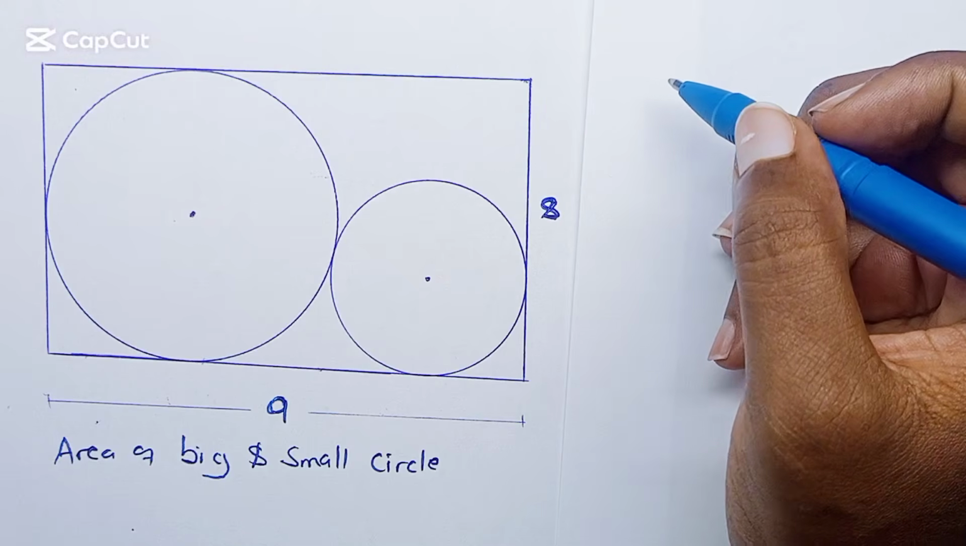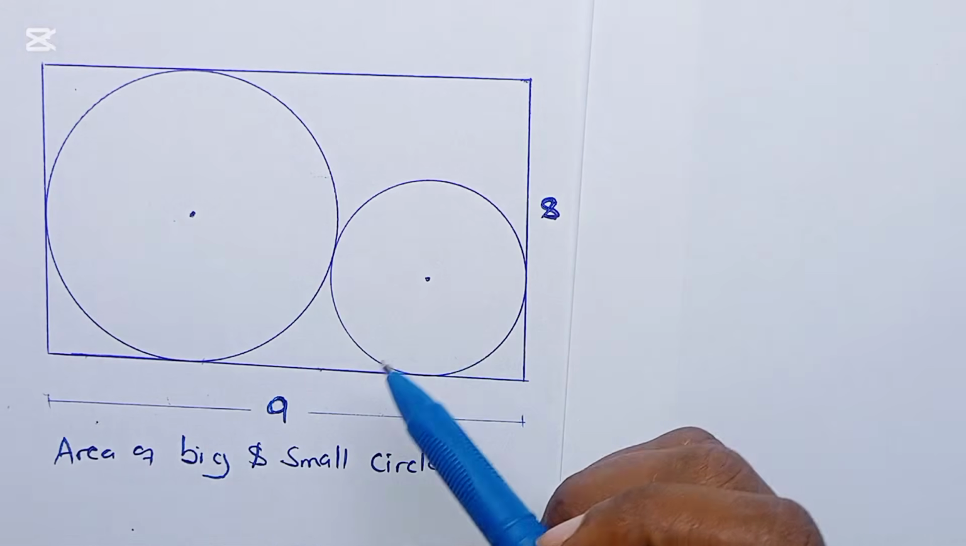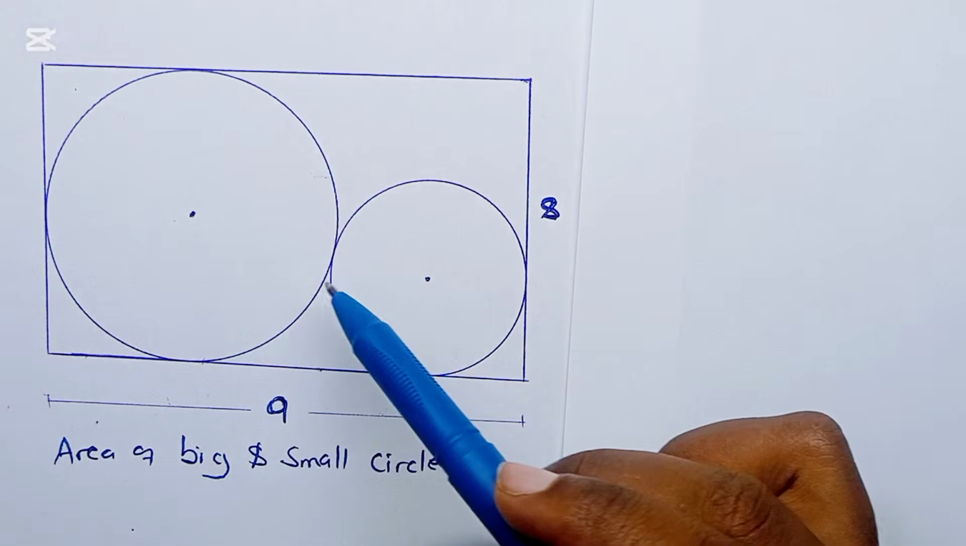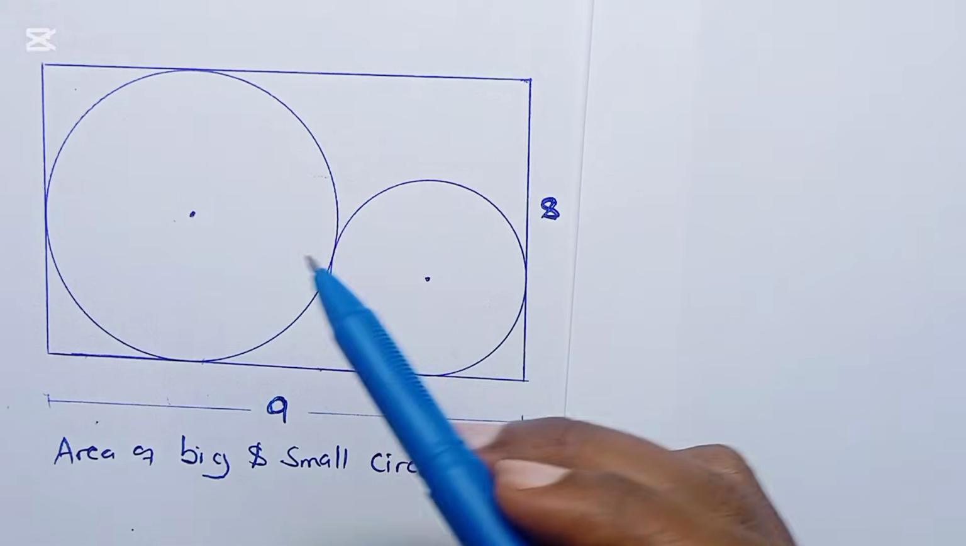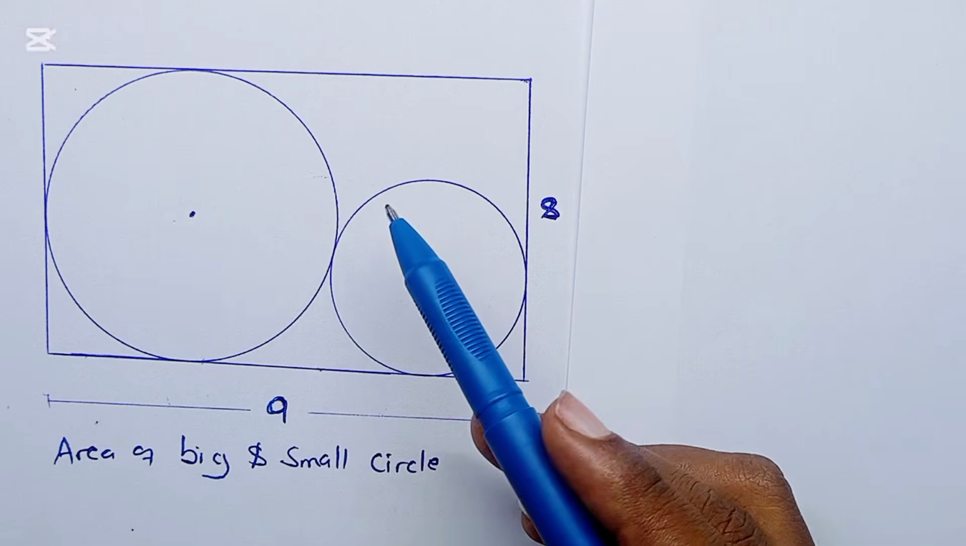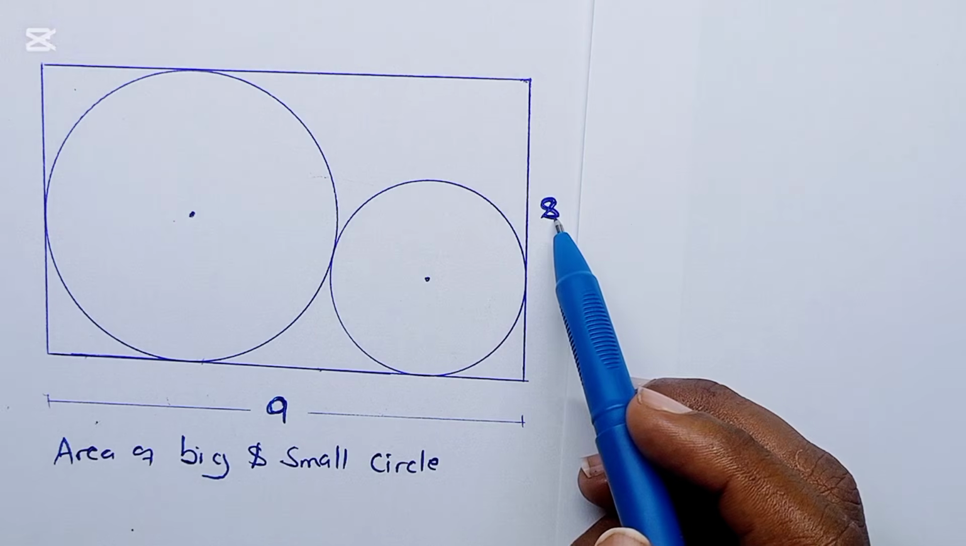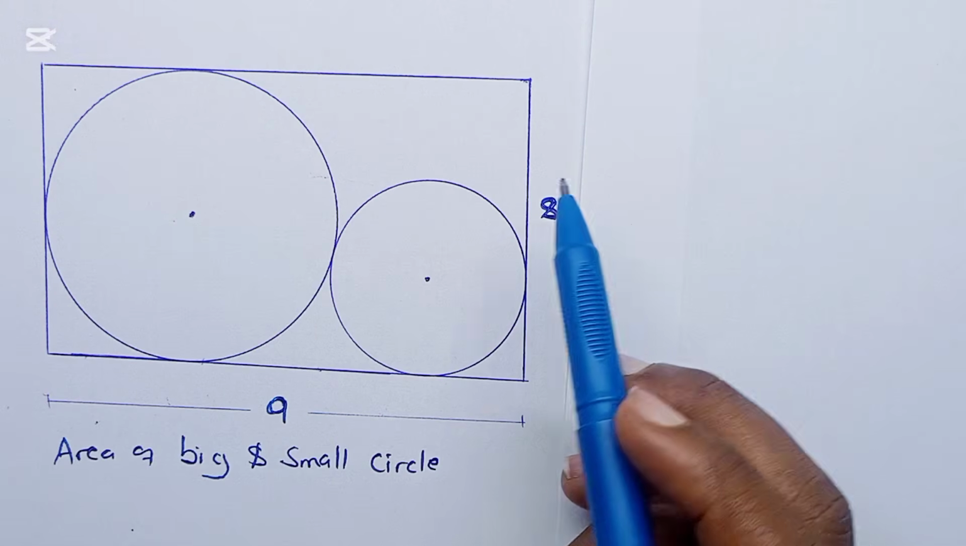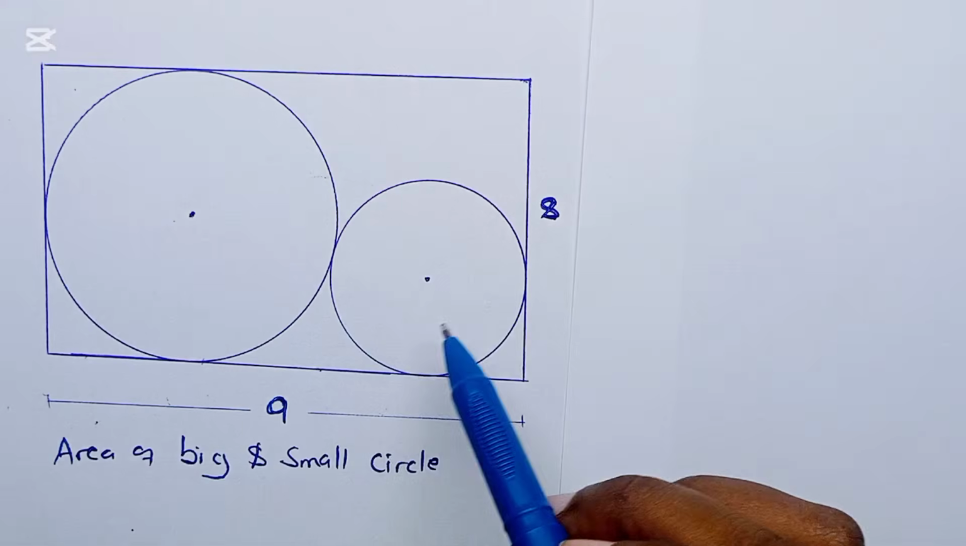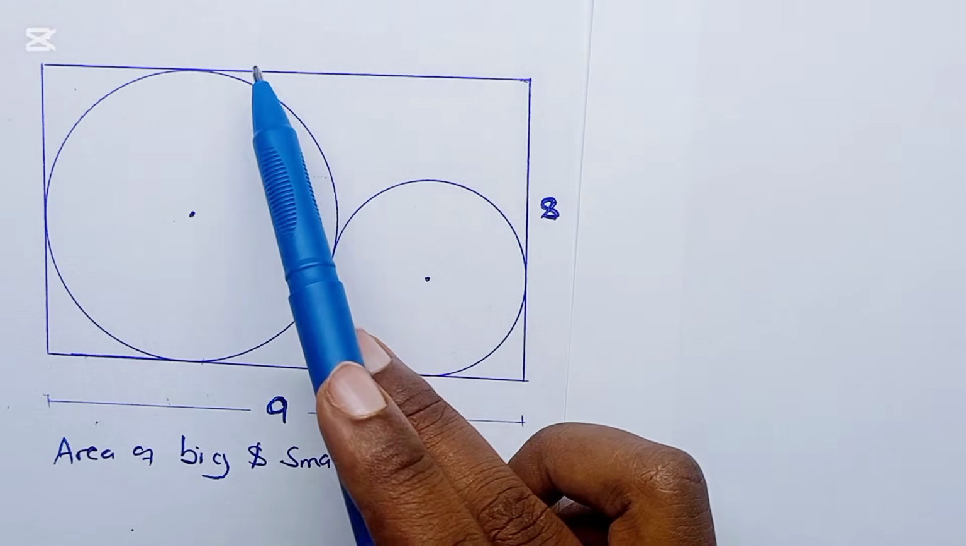In this video, we are required to find the area of the big circle and the small circle. So these two circles are inscribed inside a rectangle of length 9 and width 8. Yeah, so the circles are both tangent to the rectangle.